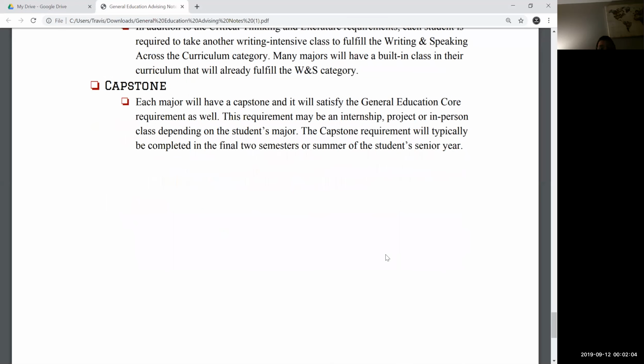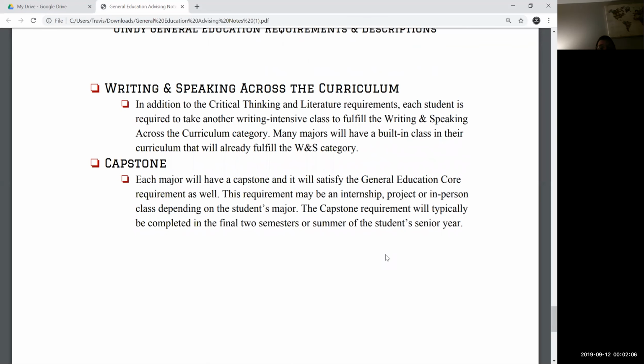Okay, so that's my kind of explanation on the gen ed core. And I can't stress enough, when you're looking for gen eds, use the attribute feature in myUIndy whenever you're searching for classes, and then you can just search for the category.